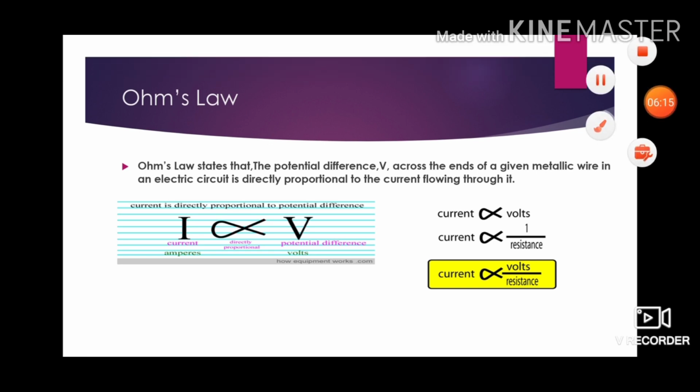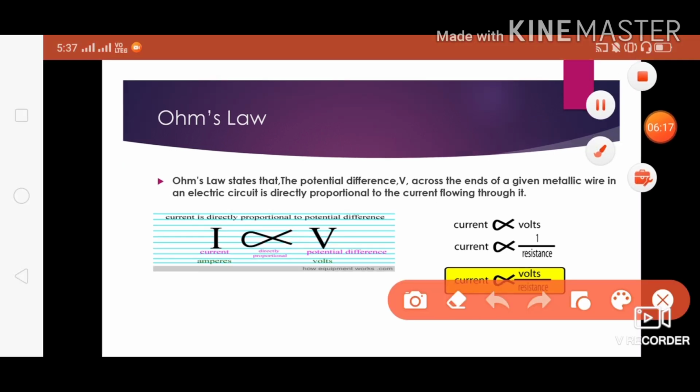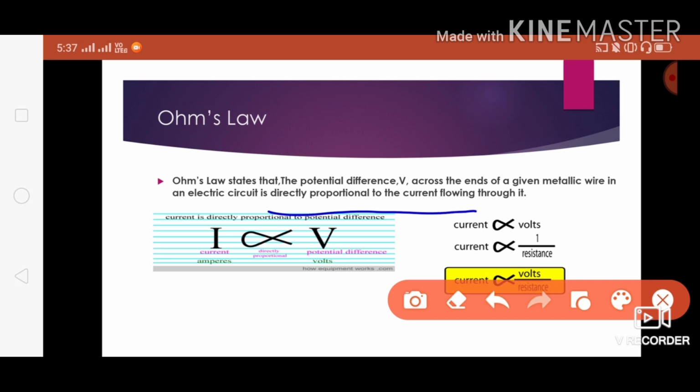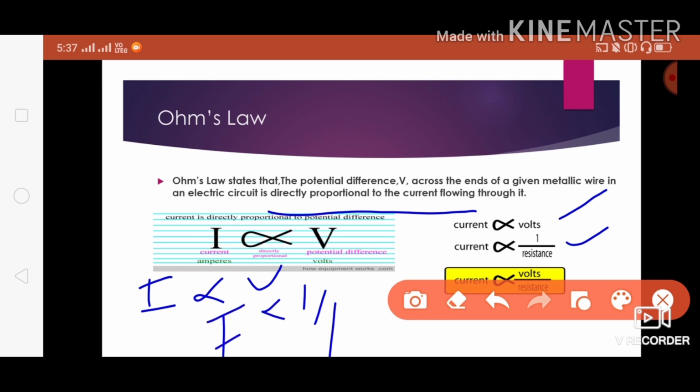So I'll just take the pen, right? Once again I'll define what Ohm's law is. Ohm's law states that the potential difference between the ends of a conductor is directly proportional to the current flowing through it, or current is directly proportional to voltage, or current is inversely proportional to resistance, right? So you can define I is directly proportional to V, and I is inversely proportional to R. What resistance is, we are going to study in coming classes, right?